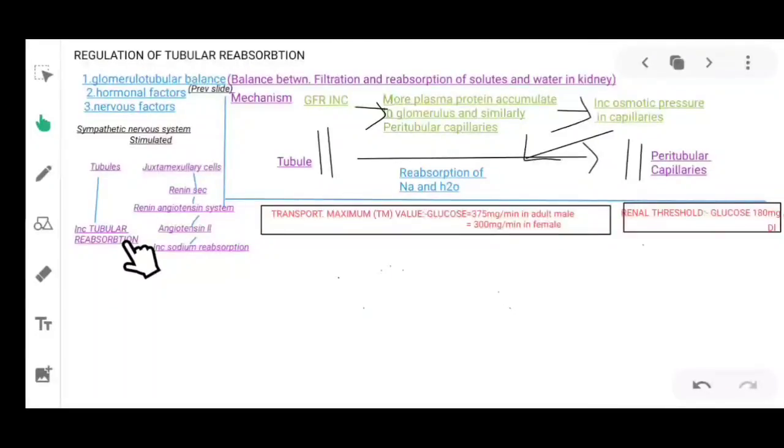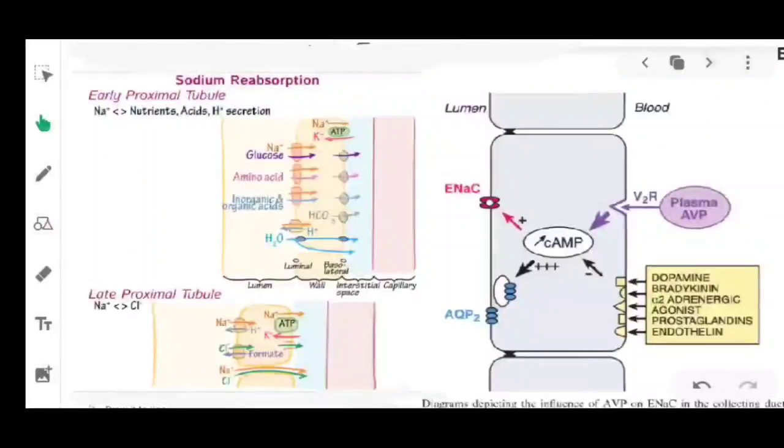And it also stimulates the juxtaglomerular cells, which secrete renin, due to which the renin-angiotensin system gets activated, leading to an increase in angiotensin II, which finally leads to an increase in sodium reabsorption. So the sympathetic nervous system stimulates the juxtaglomerular cells, then through the renin-angiotensin system, it increases sodium reabsorption.